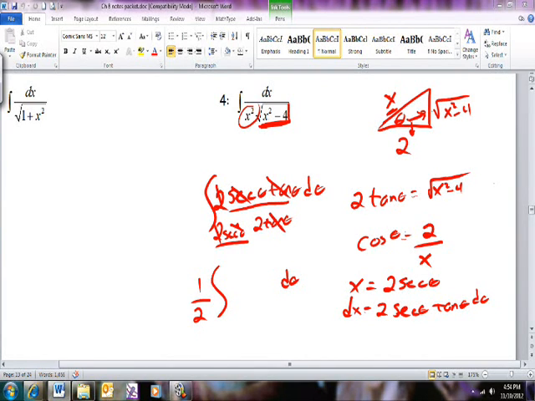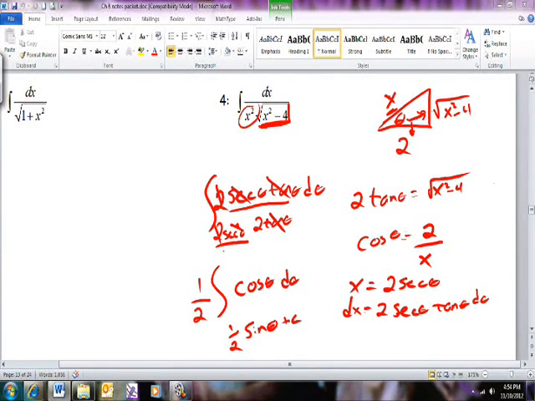And I've got a secant left on the bottom. So if I've got a secant left on the bottom, when it flips to the top, it becomes cosine. So the antiderivative of cosine is sine. So we've got this 1/2 sine of theta plus c.